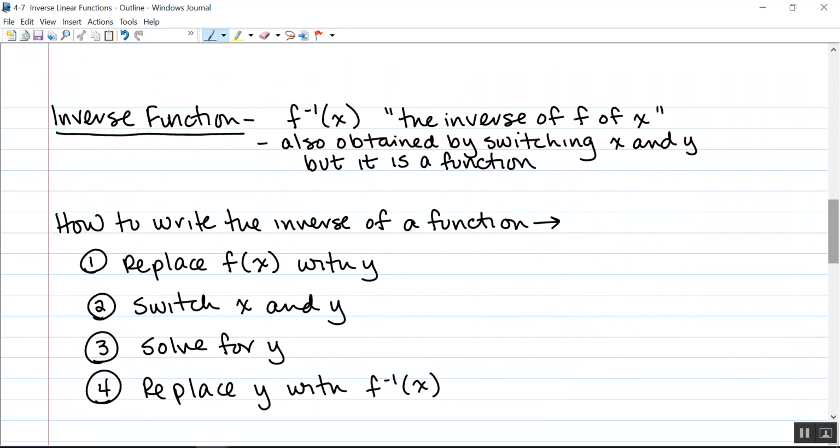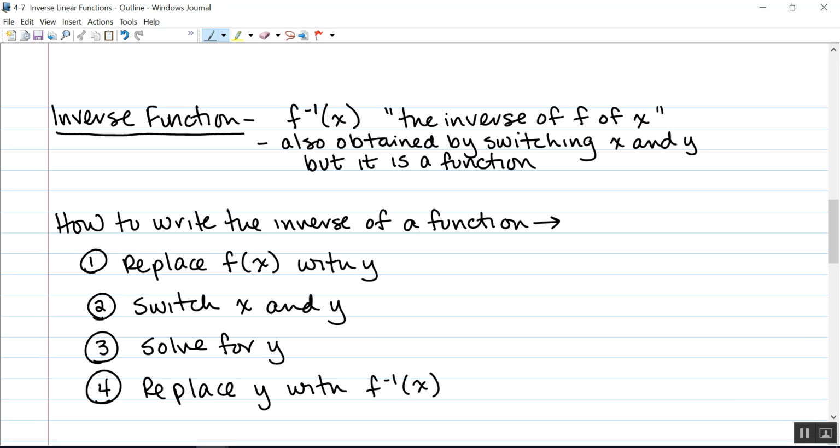An inverse function is written this way. It looks like it's f to the negative 1 power times x, but that's not the way we say it. That's just the notation. The way we say it is the inverse of f of x. You remember that we've used f of x before, but when we put that little negative 1 up there, it turns it into the inverse. This is also obtained by switching the x and y, but this refers to it as a function.